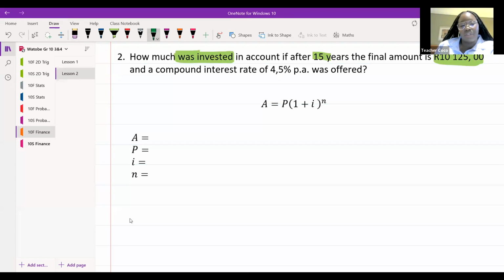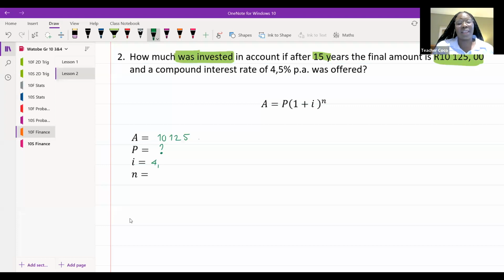What do I actually have here? For your A, you have the final amount, which is 10,125. Good, excellent. Okay, what else do we have? P is unknown. Good, P is our unknown. Excellent. And then what do we have? I is 4.5%.